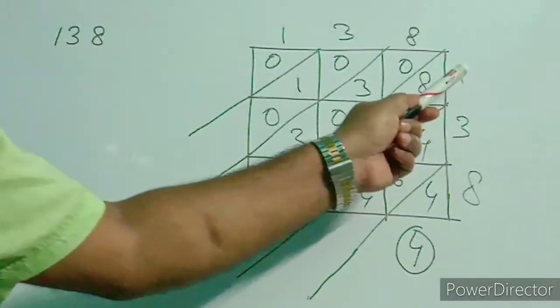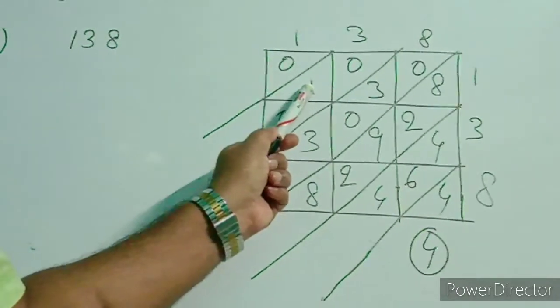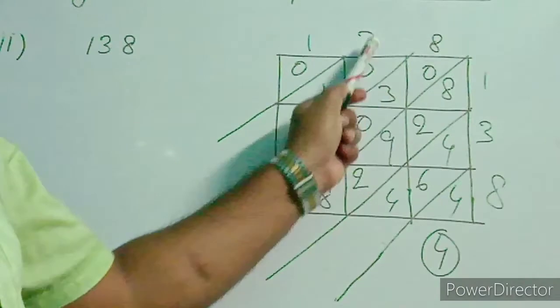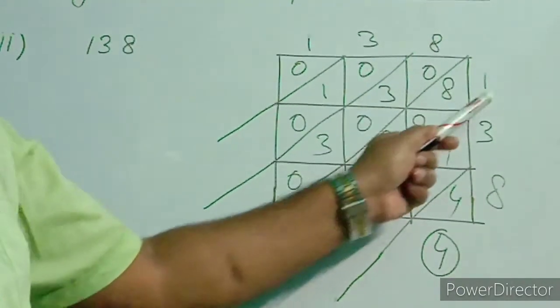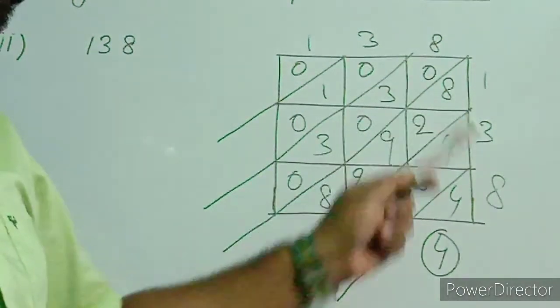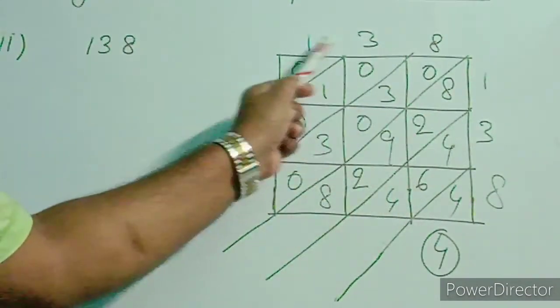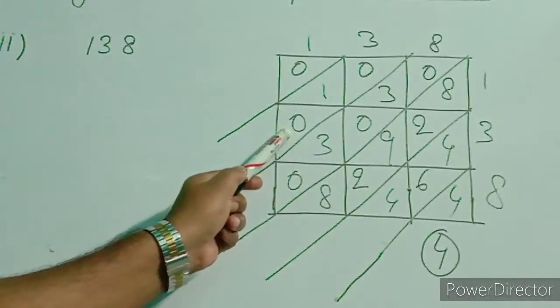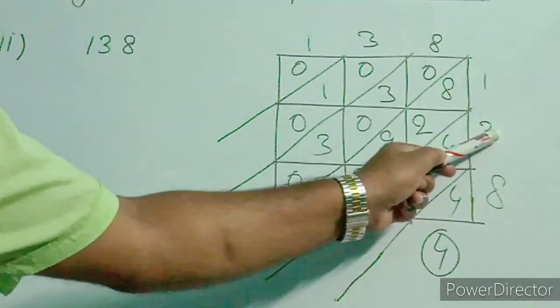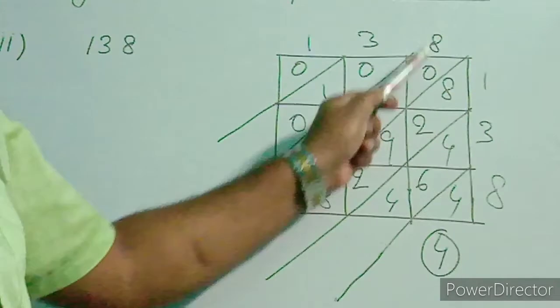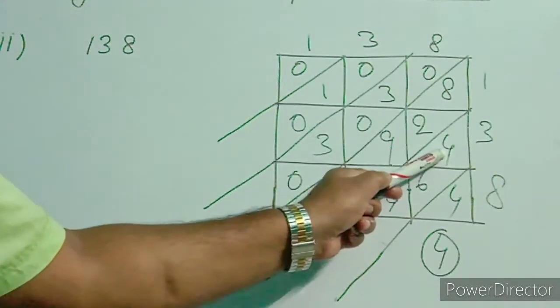Now we multiplied it. 1 1 ja 1, we write 2 digits, in upper box 0, in lower box 1. 1 3 ja 3, here 0 but here 3. 1 8 ja 8, here 0, here 8. Now 3 1 ja 3, these two. 3 1 ja 3, in upper box 0, lower box 3. 3 3 ja 9, upper box 0, lower box 9. 3 8 ja 24, in upper box 2, lower box 4.